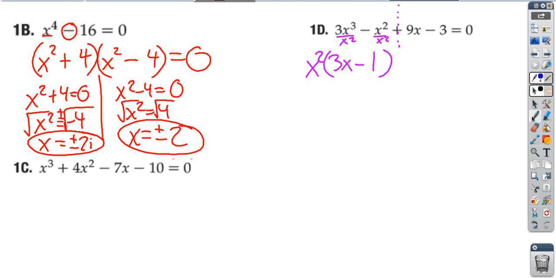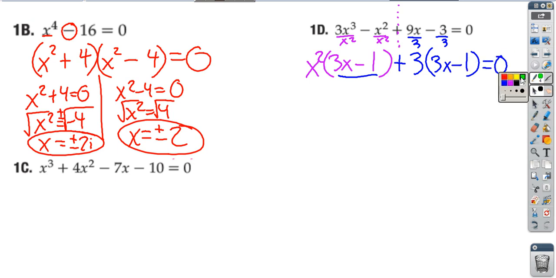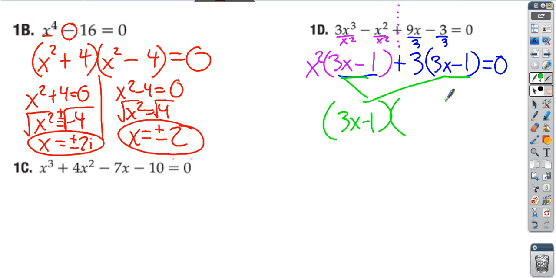And now if this works out, we want to see if we can get the same thing appearing in this other parenthesis. So it looks like these both have a 3 in common. We can divide out by 3. 9x divided by 3 is 3x. 3 divided by 3 is 1. So it does turn out to get the same in both parentheses. That's a good sign. And now 3x minus 1, that's a common factor for both of these. So that means we can pull it out in front. And then the other parentheses will have x squared plus 3. And that's going to equal 0.